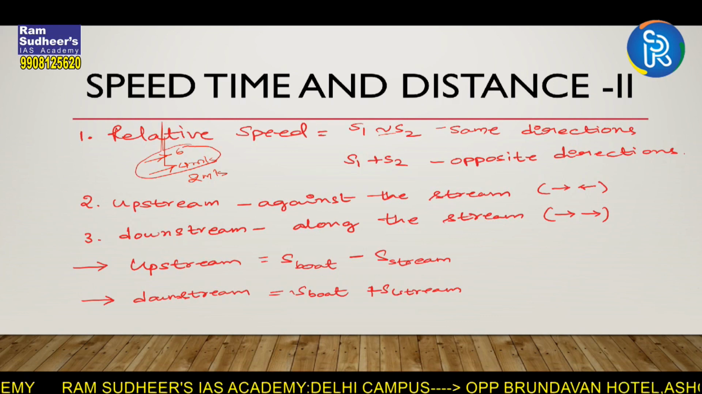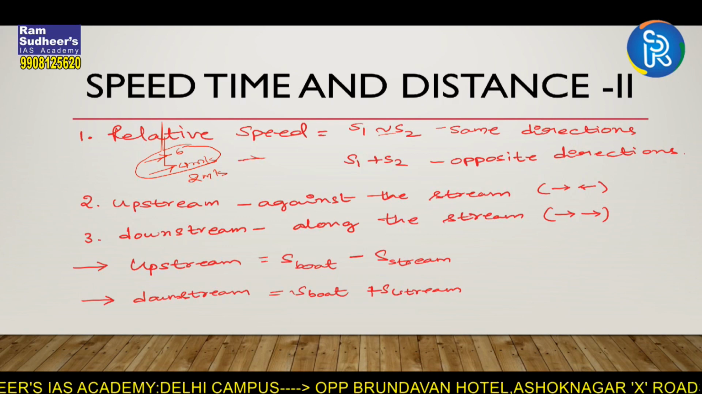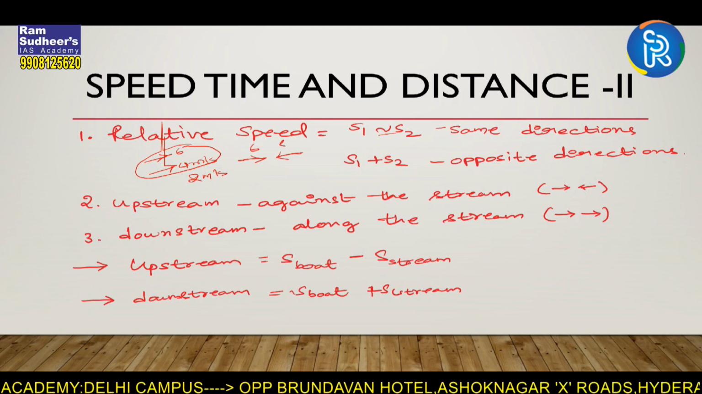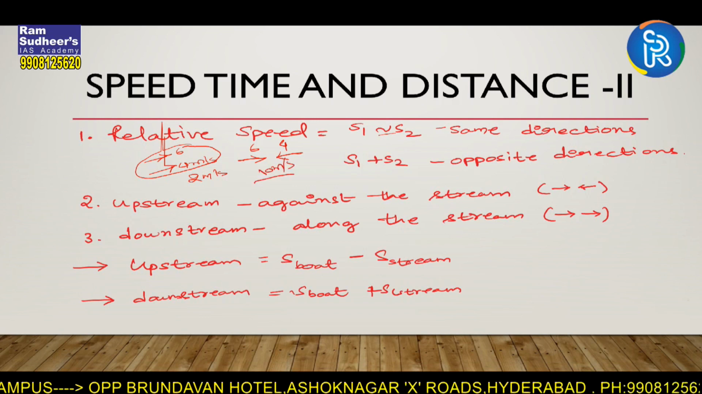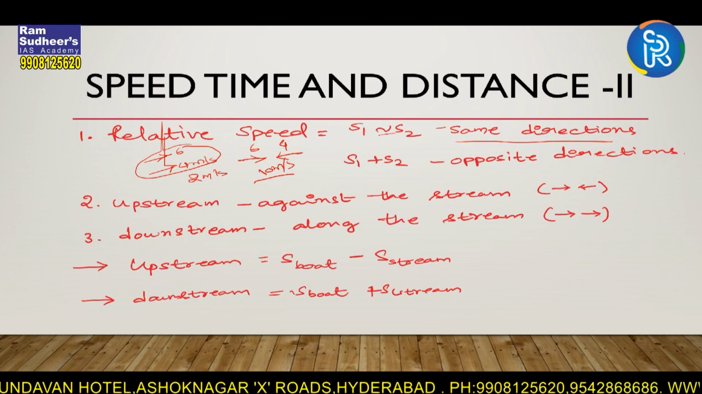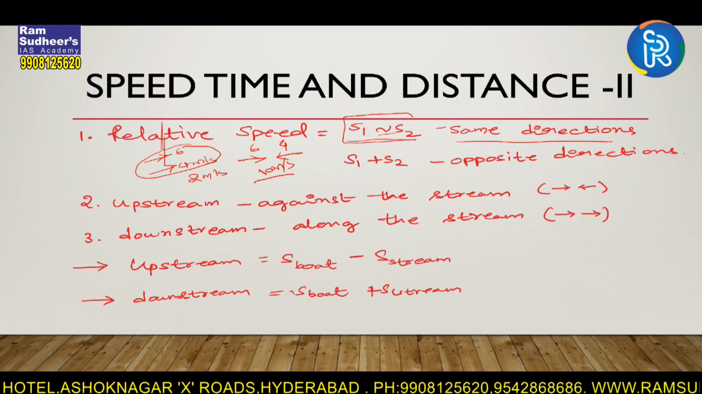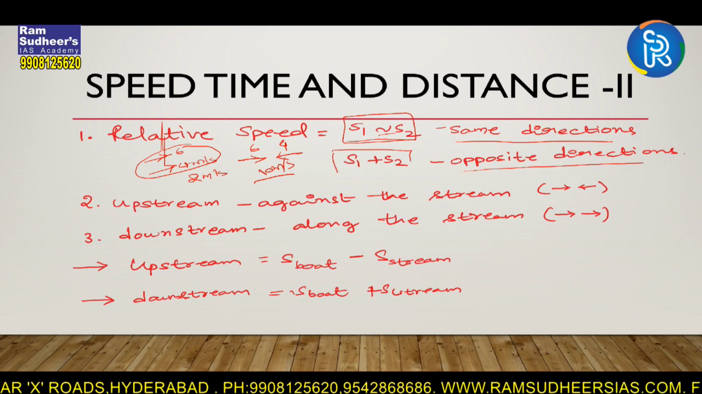And next, in opposite directions. In the same sense, when they are walking in opposite directions, 6 meter per second and 4 meter per second, the relative speed will be 10 meter per second. You should just remember these formulas. When they are in the same directions, the relative speed will be the difference of their speeds, and when they are moving in the opposite directions, the relative speed will be the sum of their speeds.